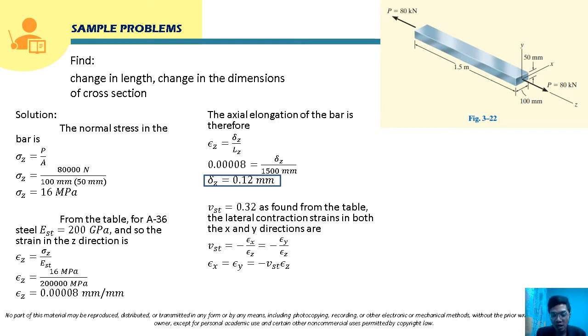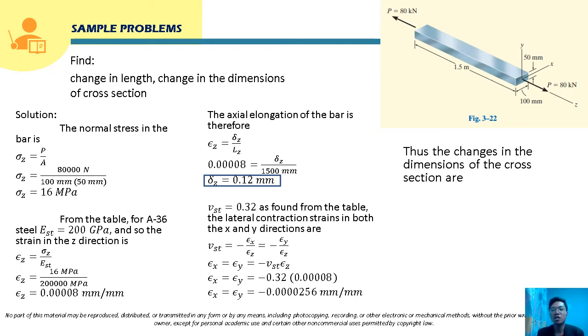From here, substituting the value of the Poisson's ratio, which is 0.32, and we already solved for epsilon z. So epsilon z is this. From here, we can solve for the strain in the x direction and the strain in the y direction. This will just be negative 0.32 times 0.00008. So the value for this is negative 0.0000256 millimeter per millimeter. This negative sign indicates that epsilon x and epsilon y, the strain in the x and y direction, are both contraction.